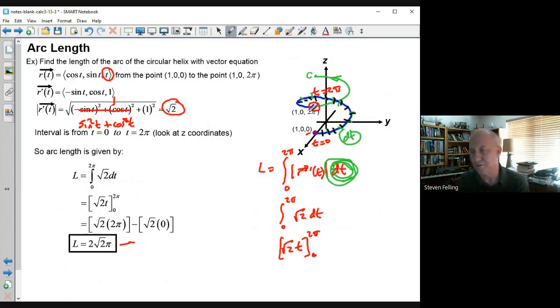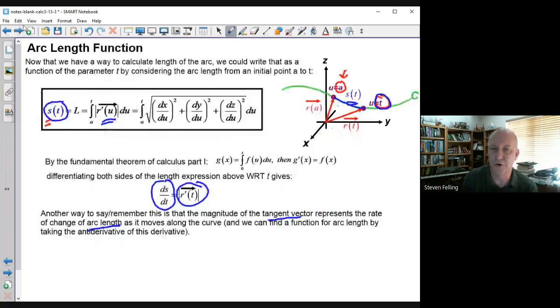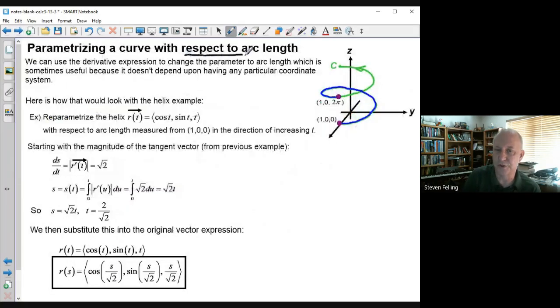Kind of like in the beginning, we went distance in the parameter instead of distance in the x. So to do that, we would have to what we call reparametrize the curve, but this time with respect to distance along the arc. Okay, so this is how we would do that.